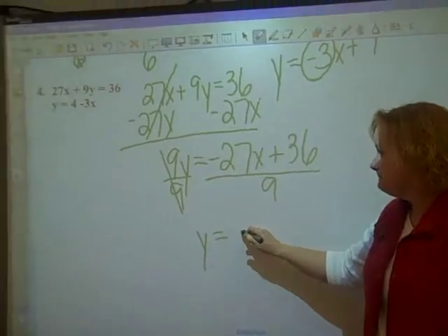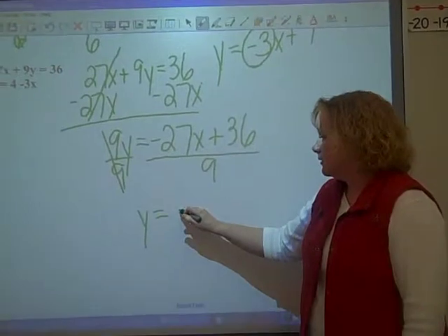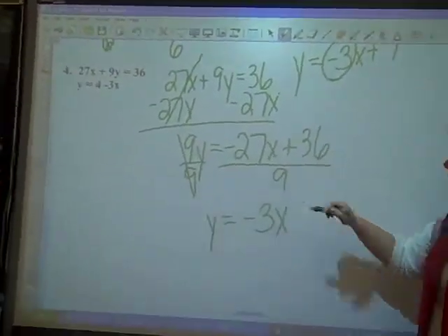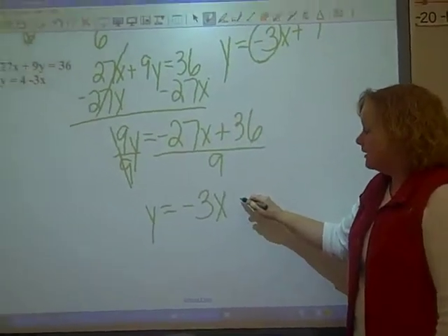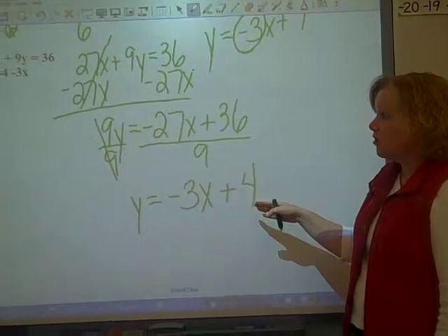Anybody? What's negative 27 divided by 9? Negative 3. Okay, so I get negative 3x. And then what's 36 divided by 9? 4. So plus 4. It's now in slope-intercept form.